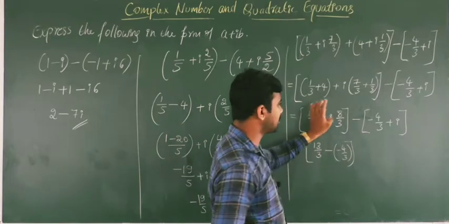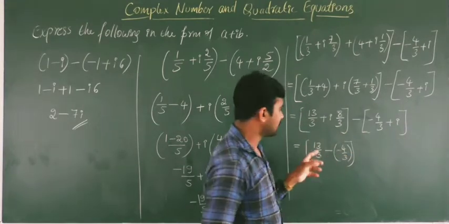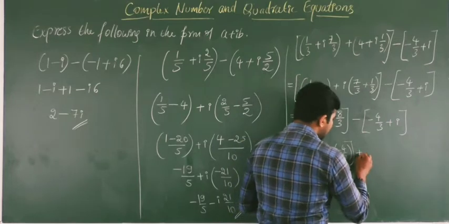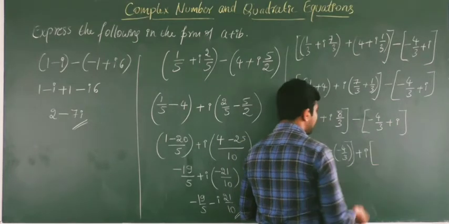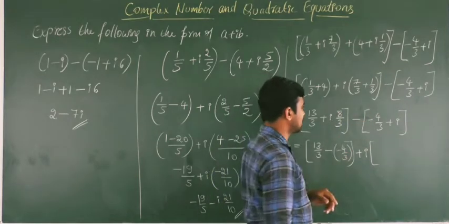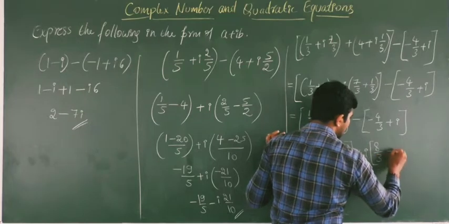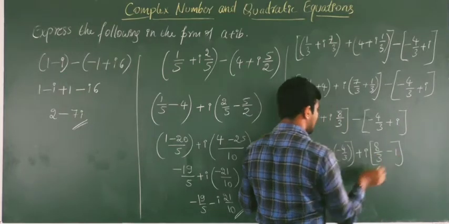Here the real part is negative, so it is negative of negative. Okay, similarly plus I into the subtraction of the imaginary part, that is 8 by 3 minus 1. 1 is the coefficient of I here, so 1.